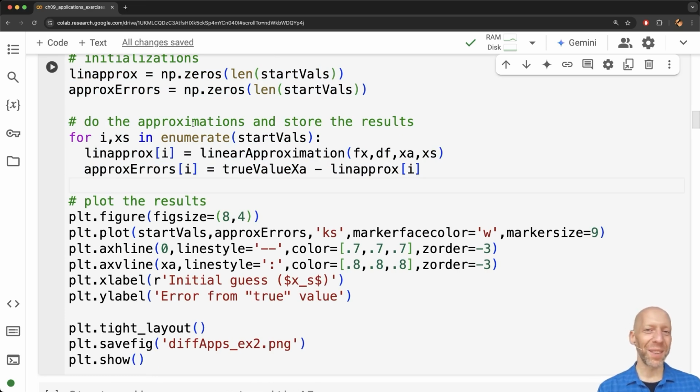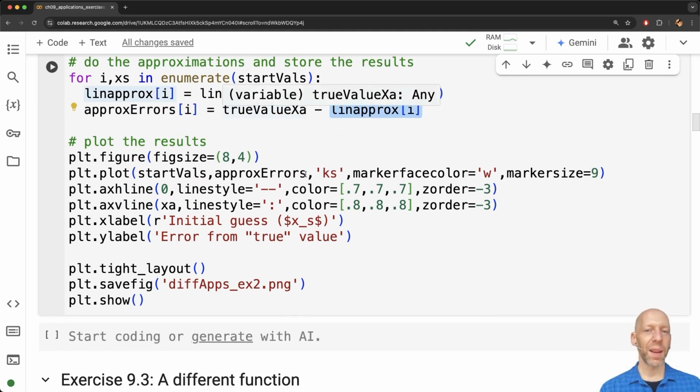approximations. Not so difficult. Basically, all I do is have a for loop over these starting values. I call the linear approximation function. This is the function that we wrote in the previous exercise. And then here I'm just subtracting the true value minus the approximated value. And then I'm making a plot of those approximation values.